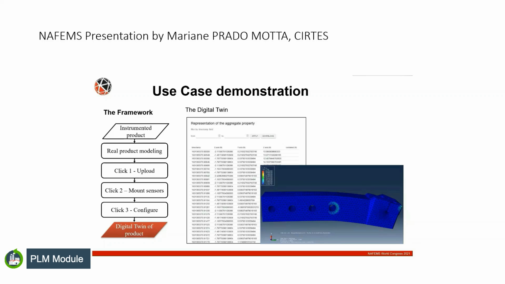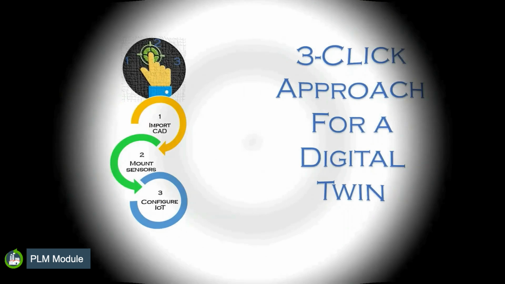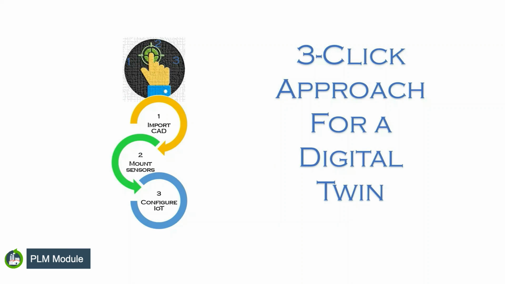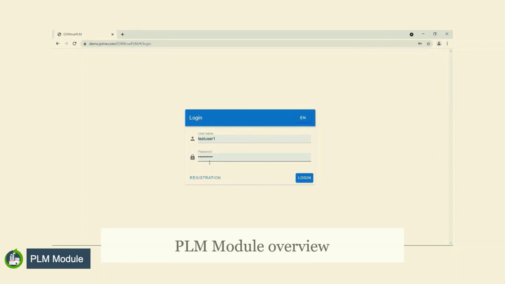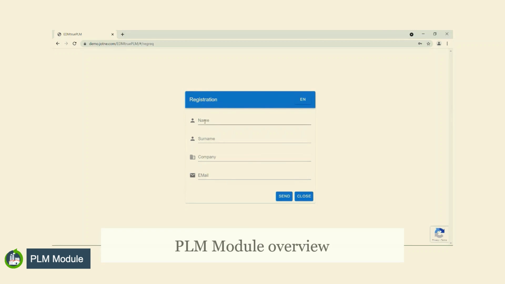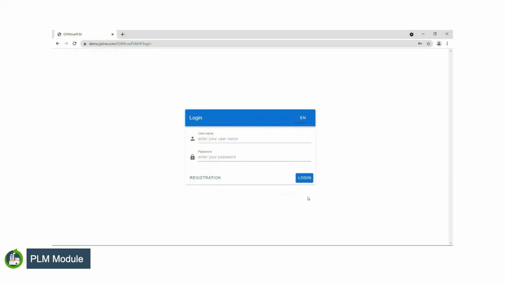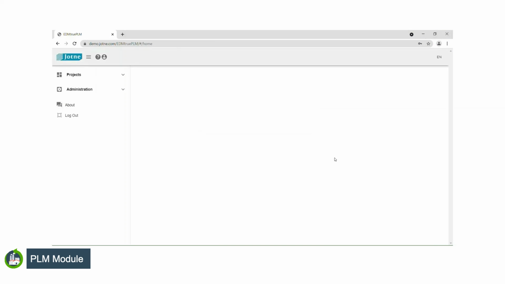This is an example which is being used in the Certis use case, and afterwards we will see how you can deal with this three-click approach in the PLM module. The next slides will give you a brief overview of the PLM module, its user interface, and how you can import the step model. In this slide you can see you can create a project by importing the step model.